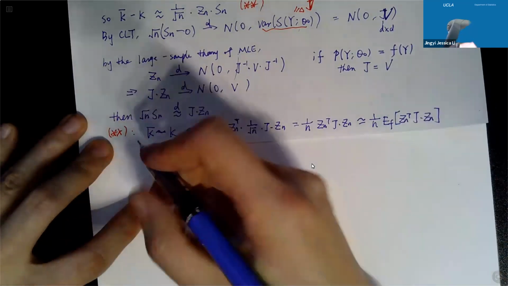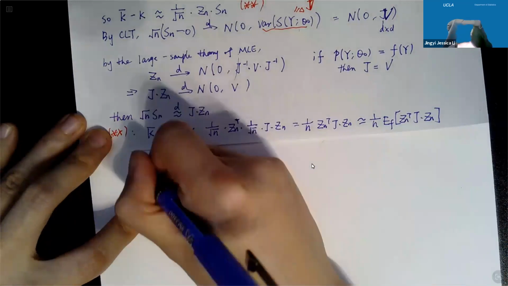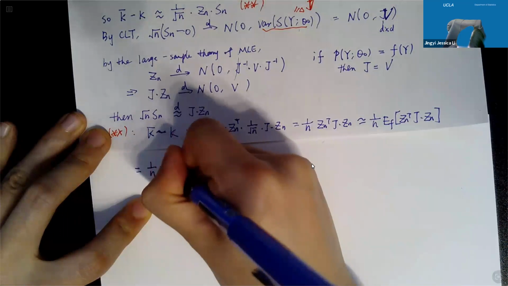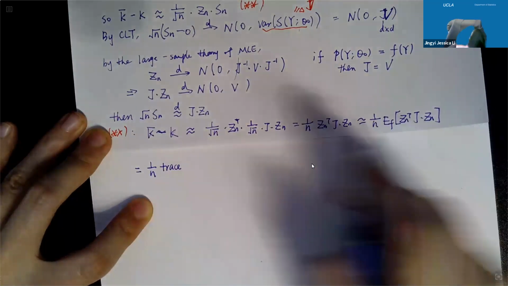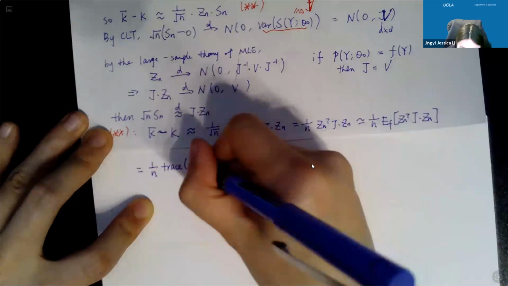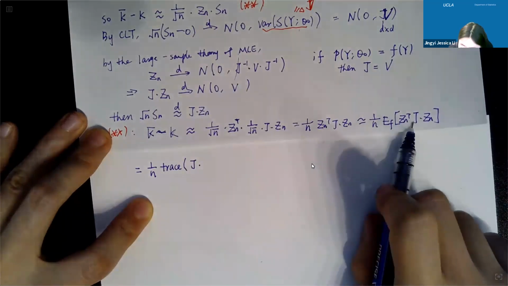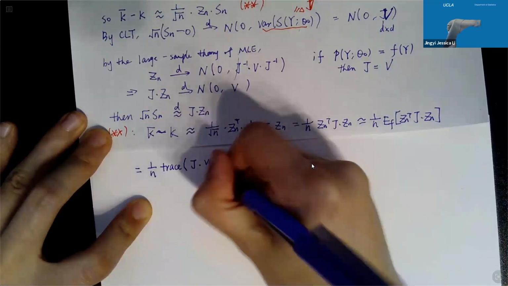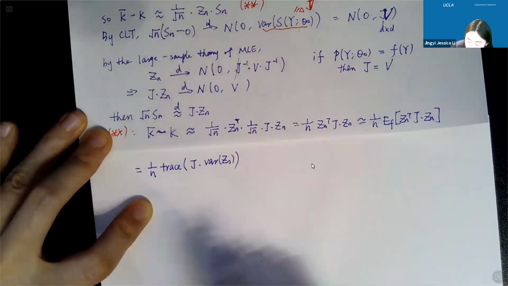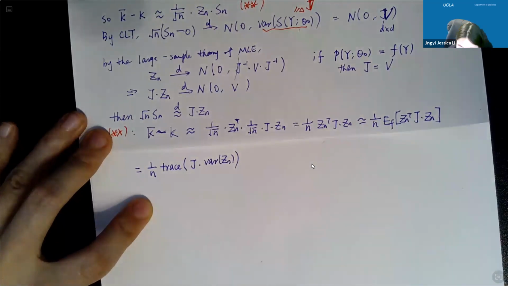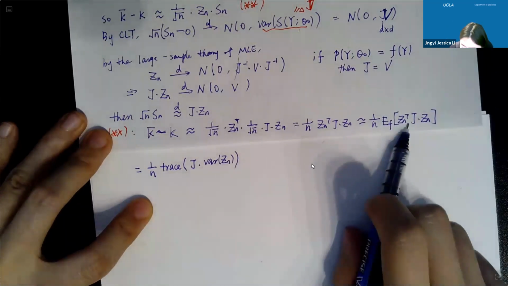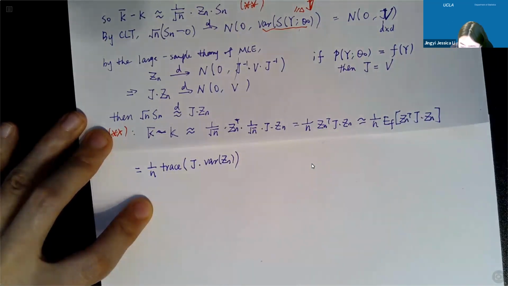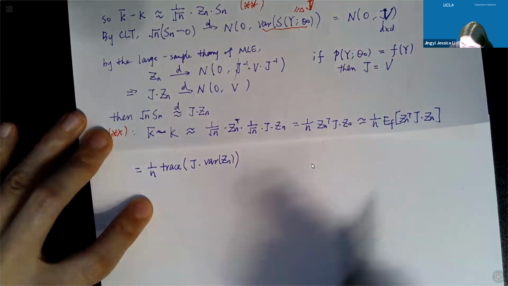The fact we're going to use is that this is equal to 1 over n, the trace of the middle constant matrix J times the covariance matrix of Zn. This is just a fact about this type of expectation evaluation. Here the expectation of Zn is 0, so we don't have the second term. We're just left with this first term. You can check our notes to see that exact fact for this result.